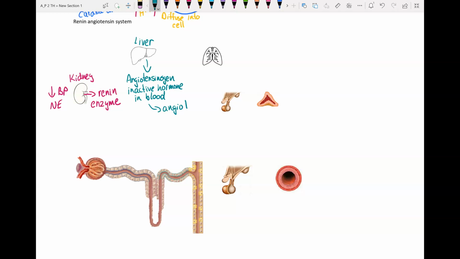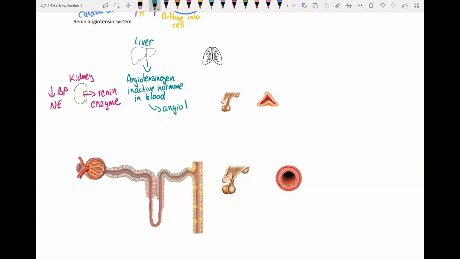Think of angiotensinogen like a can of SpaghettiOs. It's sitting in your kitchen cabinet. It's just there waiting for when you need it. It's inactive. Renin is the can opener. When you need your SpaghettiOs, it's time to eat lunch, you have to get your can opener out to open that can and access your SpaghettiOs. So renin is the enzyme that converts angiotensinogen to angiotensin 1.